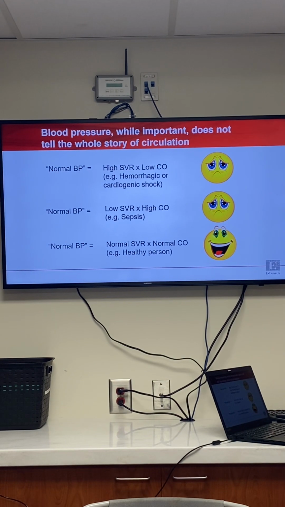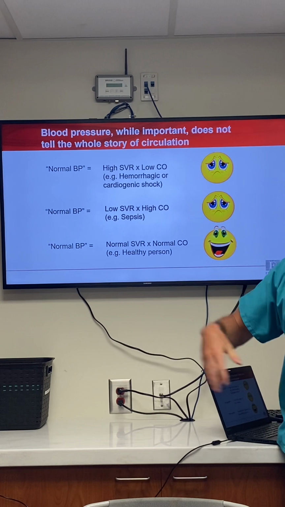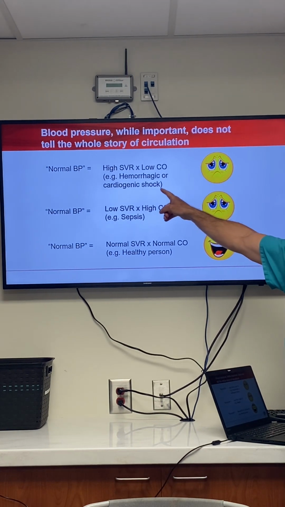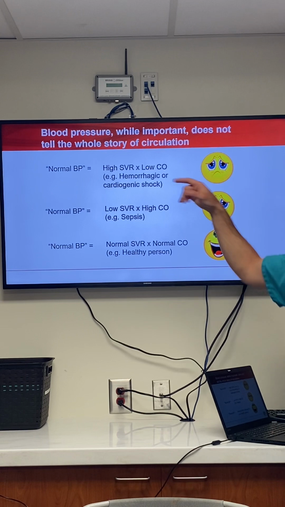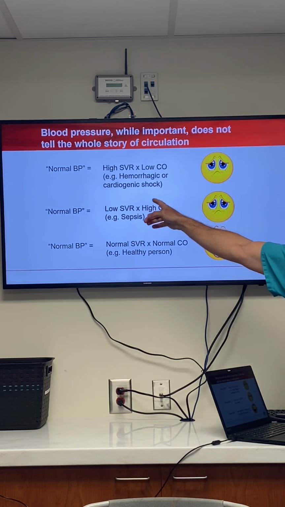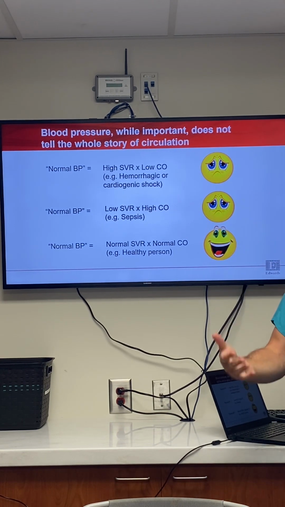And this is just why blood pressure doesn't tell the whole story. These are 3 examples where your patient is going to have a normal blood pressure. The body's smart, and it's going to compensate in order to keep that blood pressure elevated. For example, with cardiogenic shock, or maybe they're bleeding, the body's going to tighten up, and that cardiac output's going to go down. But it can only do this for so long. That's when you see the crash. That's when you call the code.